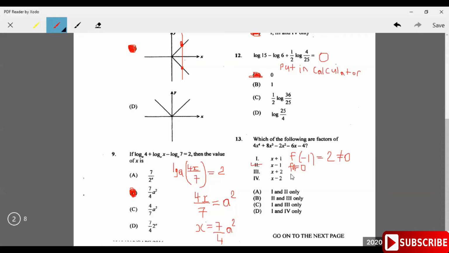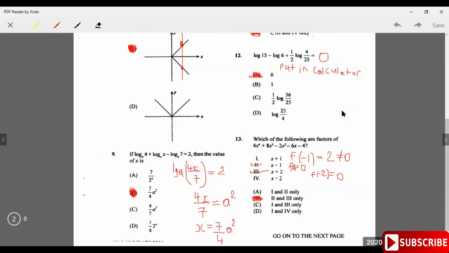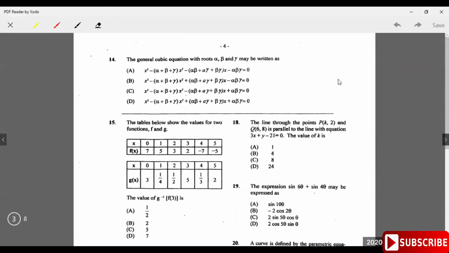We do the same for -2, so we'll put in f of -2. Plugging f of -2 into this equation, we likewise get 0. And so option 3 is also a factor. Since 2 and 3 are factors, that is beta. So beta is the only option there. Easy. That's question 13.